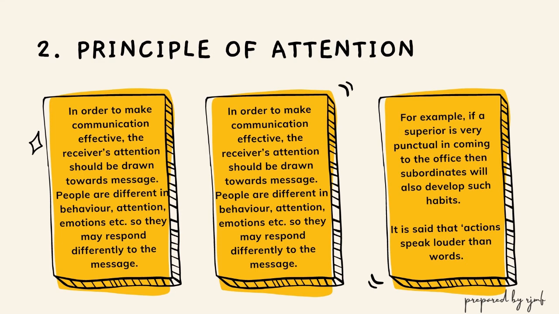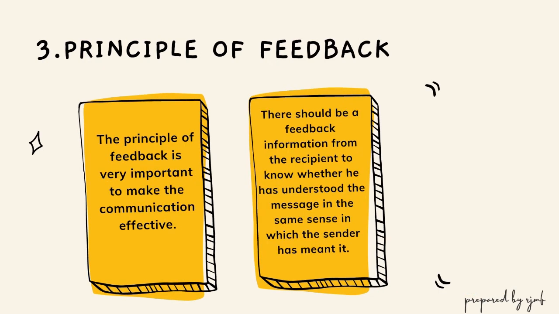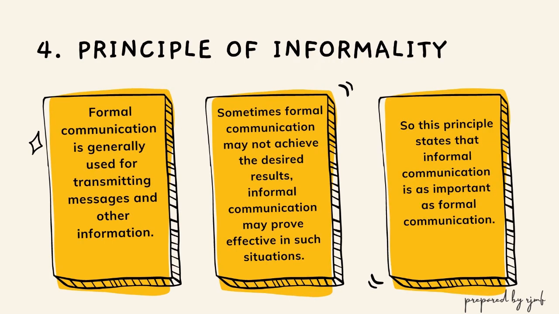It is said that actions speak louder than words. The third principle is the principle of feedback. The principle of feedback is very important to make the communication effective. There should be a feedback information from the recipient to know whether he has understood the message in the same sense in which the sender has meant it. Number 4 is principle of informality. Formal communication is generally used for transmitting messages and other information. Sometimes formal communication may not achieve the desired results. Informal communication may prove effective in such situations. So this principle states that informal communication is as important as formal communication.